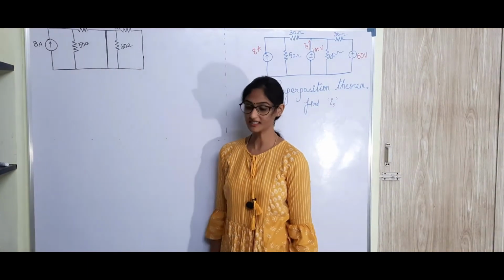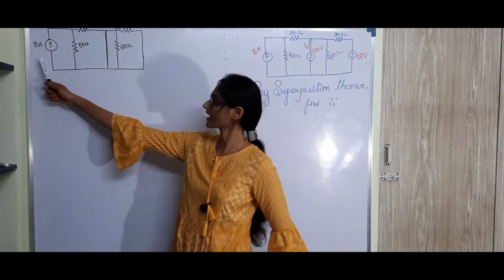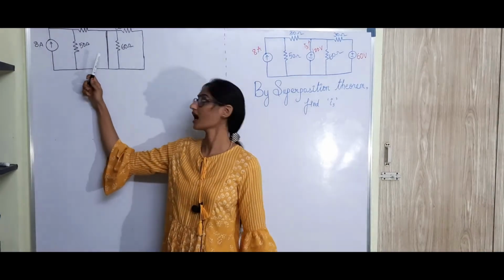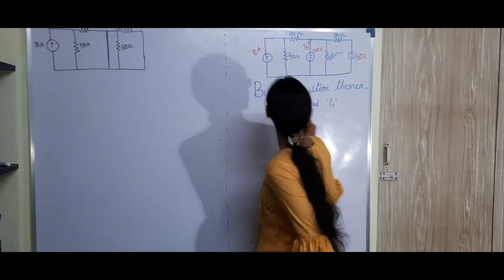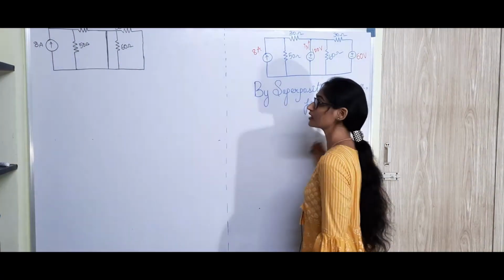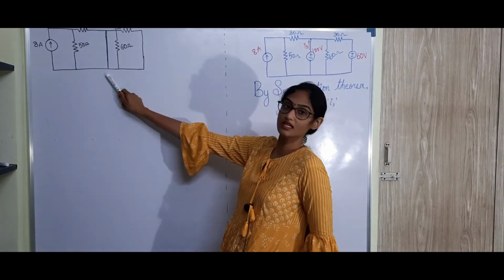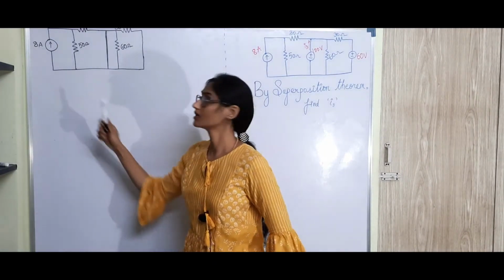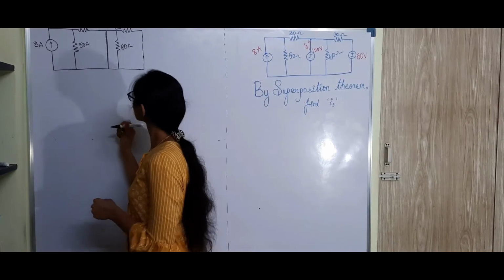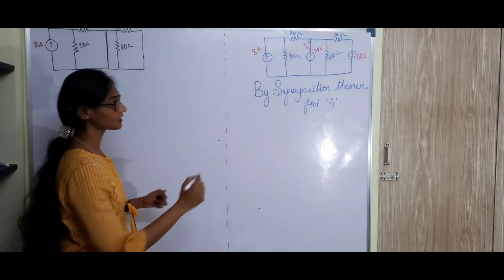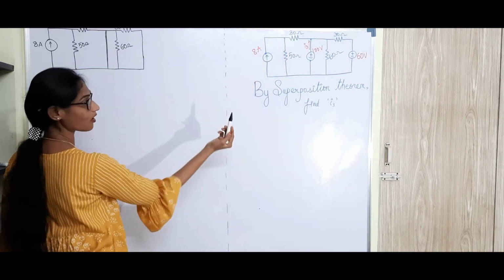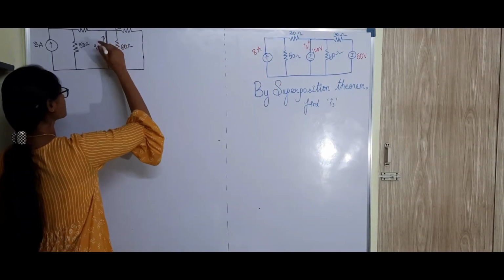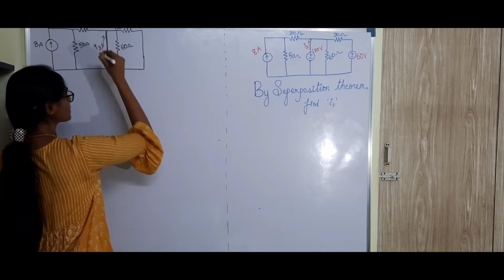In the first case, I have considered only the 8 ampere current source. I have shorted this 100 volt source and the 60 volt source by a short circuit. Okay, so now I am going to find I31, which is contributed by 8 ampere source only. So in the problem, the direction of the I3 is from bottom to top. This is the I3's direction that is given. I am considering this current as I31.